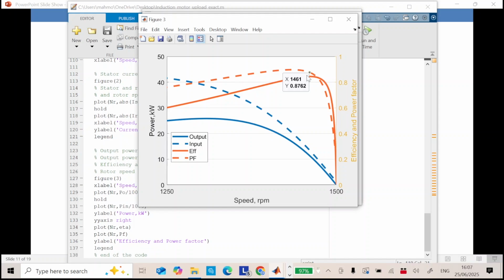What will be the case if I need a specific value at 1462.5 RPM? What will be the torque, current, power output, input, efficiency, and power factor? So we need to go to the MATLAB command window, and then we are going to see how we are going to find these values.